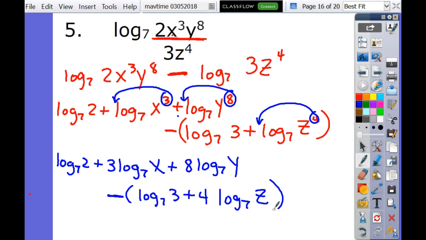Once you get used to doing these, you can probably combine some of these steps and not have to do everything out in a separate step, but there is no shortcut. There is, however, one other additional way you could write the answer. All of this is subtracted right here because all of that was in the denominator.